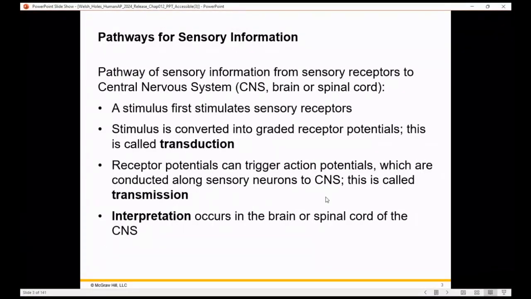The pathway of sensory information is from the sensory receptors to the central nervous system, so we're talking about the brain or spinal cord. A stimulus first stimulates the sensory receptors, and the stimulus is converted into graded receptor potentials, and that's called transduction. Remember, when we talk about receptor potentials, we're talking about a change in polarity, or a change in charge across the membrane. Receptor potentials can trigger action potentials, which are conducted along sensory neurons to the central nervous system, and this is called transmission. Interpretation occurs in the brain or the spinal cord of the central nervous system.